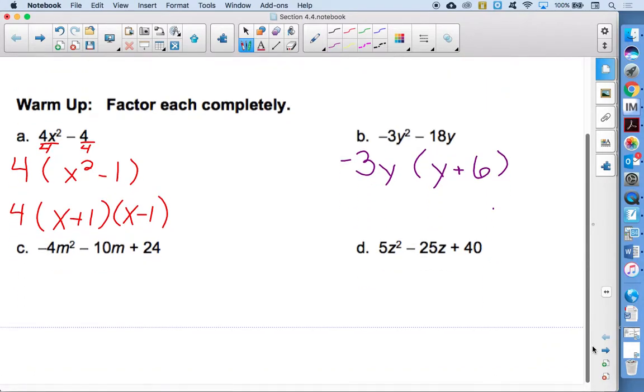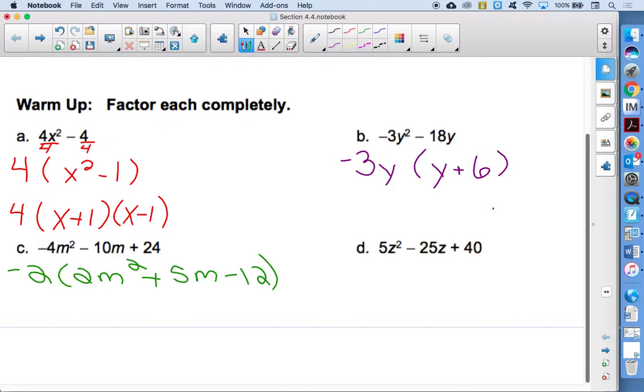Scott, how about letter C? I wasn't sure what to do with the rest of it, but I got x minus 6 and x minus 4. Well, what could you take out? So what do you notice that they have in common? Take out negative 2. Yeah, so they're all divisible by 2. Anytime there's a GCF, we need to take that part out first, which we didn't really have a lot of problems that had GCFs in them all of last week. So if you take out a negative 2, Scott, what do you have left? 2m squared plus 5m, and then minus 12. Good.